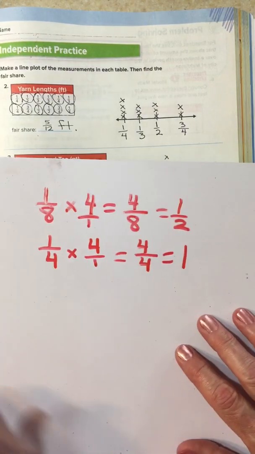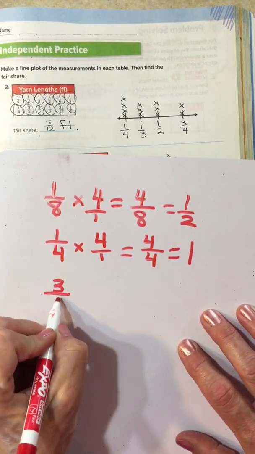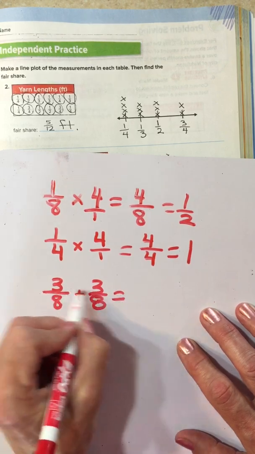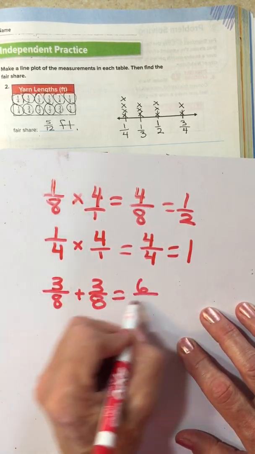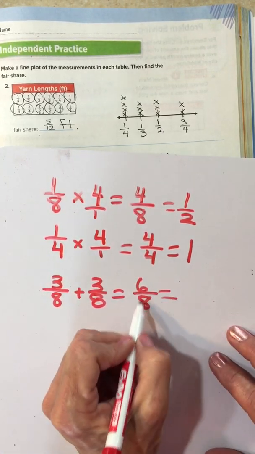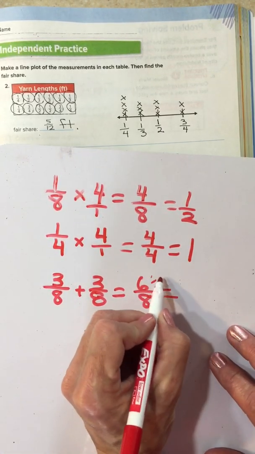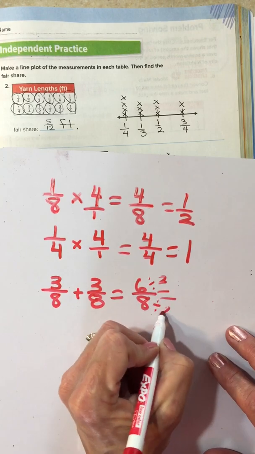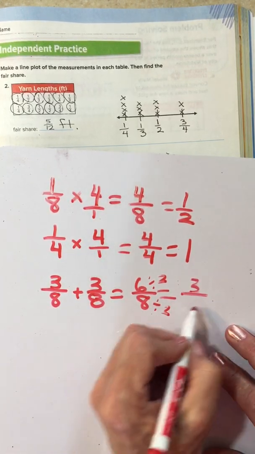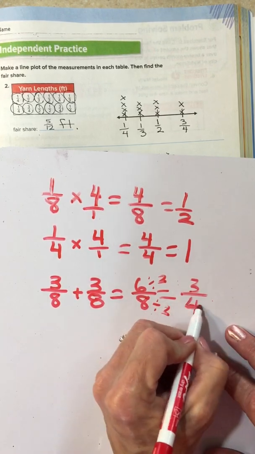3/8, there's 2 of them. 3/8, I'll just write this one out, plus 3/8. 3 and 3 is 6 over 8. When I'm adding, the denominator stays the same. This could be simplified by dividing 2 into the top and 2 into the bottom. 6 divided by 2 is 3. 8 divided by 2 is 4. Okay, that's 3/4 when it's simplified.